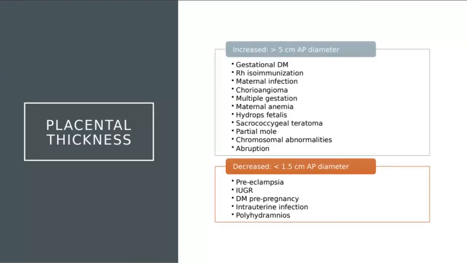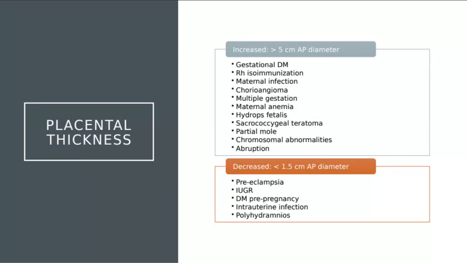Okay, so placental thickness, like we mentioned before, depending on the age of the baby and the environment that the baby is developing in, our placental thickness is going to vary. Now we don't really want to see an increased placenta, because it can lead us to think that there's something wrong going on with processing or with fetal abnormalities and anomalies. So if we see an increased placental thickness, which is greater than 5 centimeters in that AP diameter, that's going to lead us to believe that there's one of these conditions going on.